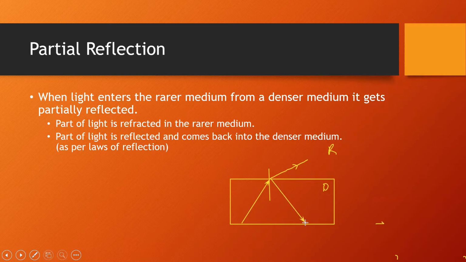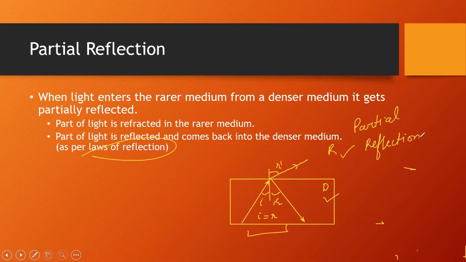Again, it will follow as per the laws of reflection. So this is your refracted ray, this is your angle of refraction, this is your angle of incidence and angle of reflection. Here, angle of incidence will be equal to angle of reflection. This is as per the laws of reflection. Now, part of the light is refracted in the rarer medium and part of the light is reflected inside the denser medium. This is called partial reflection.